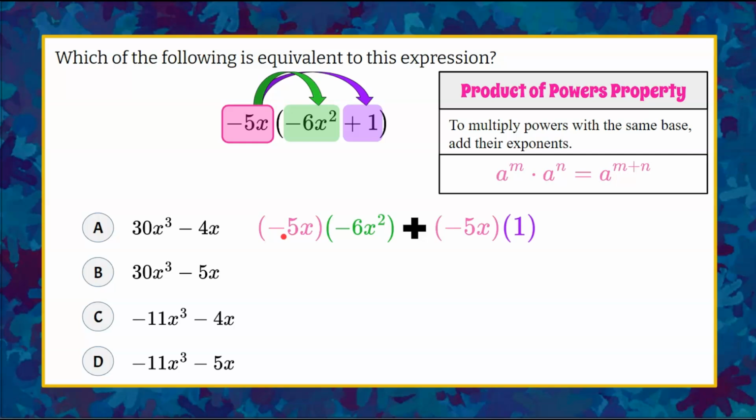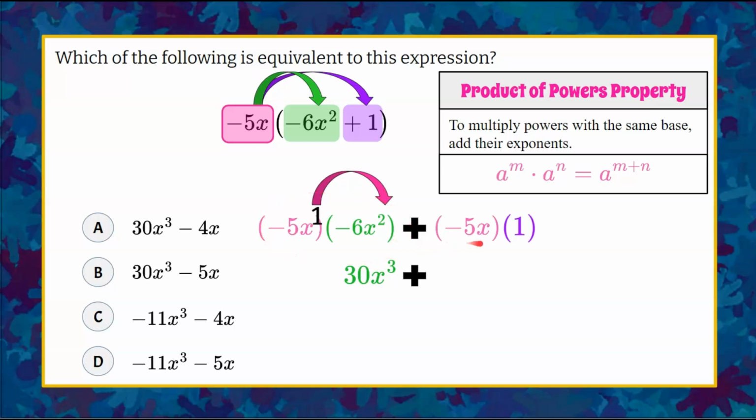So first we're going to multiply the coefficients. Negative 5 multiplied by negative 6 is positive 30. Here we need to understand that this variable has an exponent of 1. X to the first multiplied by x squared, we add 1 plus 2 and get 3. So negative 5 times negative 6 is positive 30. X, add my exponents, 1 plus 2 is 3. So 30x cubed is the product of these two terms.